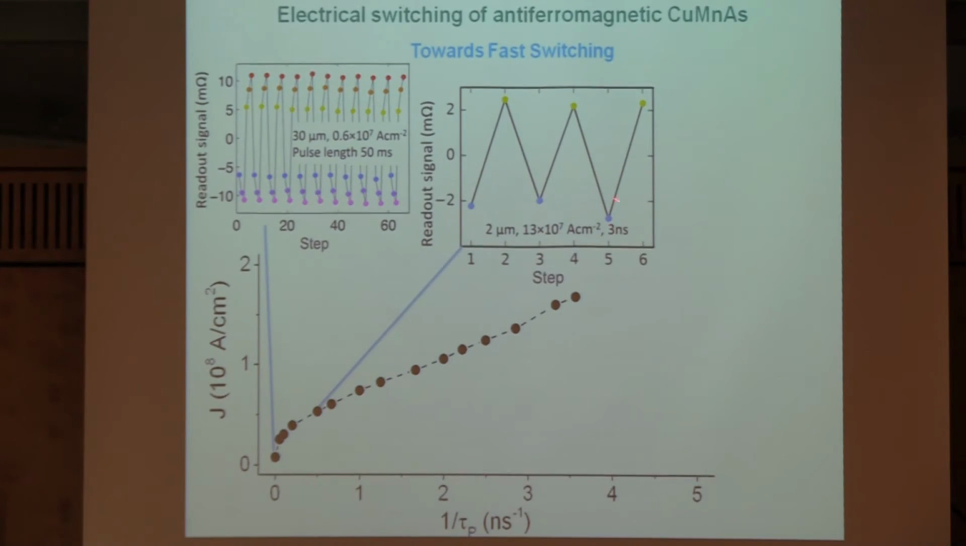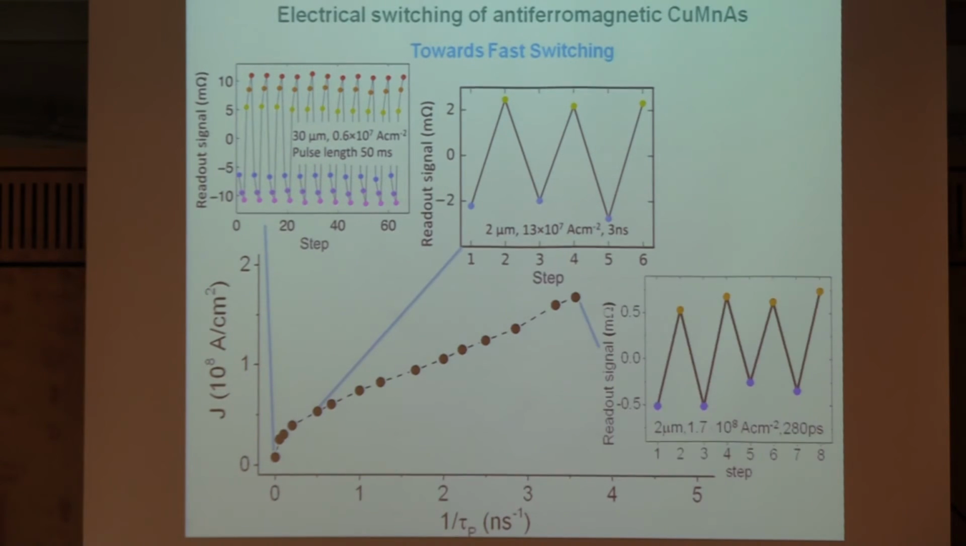Here you have 3 nanoseconds, and very new data from Carmine show you can actually switch even with 280 picoseconds. So obviously, there seems to be no limitation to the switching speed if you follow this line, this increase of current densities, up to a speed of 200 or 300 picoseconds, which is in a sense amazing because it's still the first material which is used in order to do spin orbit torque switching.